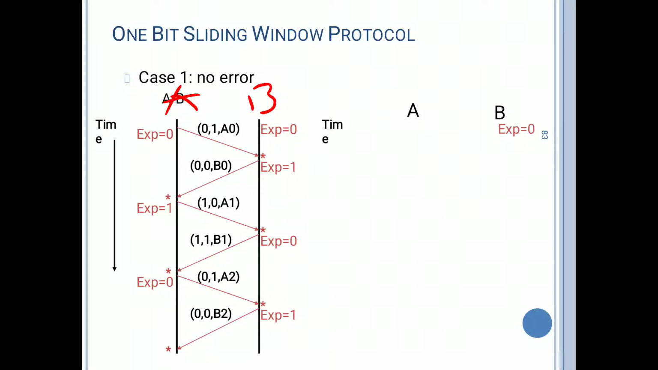So this is correctly received. A sends the data and B receives the data. Here A sends 0 1 A0. The star mark represents that it is correctly received by B. Now B sends the data. What data will it send? 0 is the sequence number, 0 B0. Here B is requesting the next packet, that is with 0 sequence number.